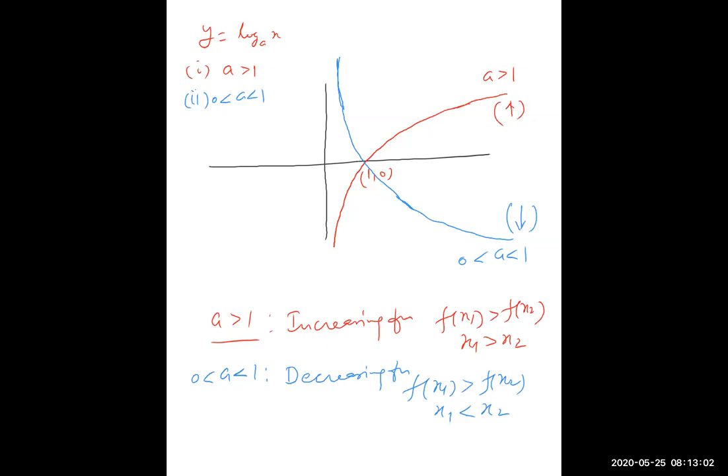Sir, I didn't understand this last part. Increasing, decreasing? Yes, sir, this f(x1). Yes, this I am going to explain. First, you note down this. You have noted? One minute, sir, I'll write.